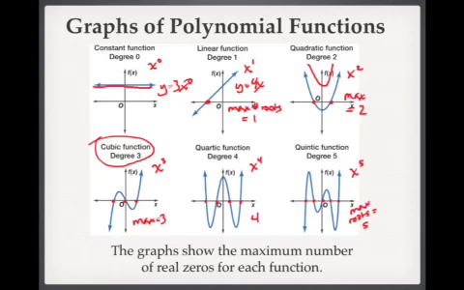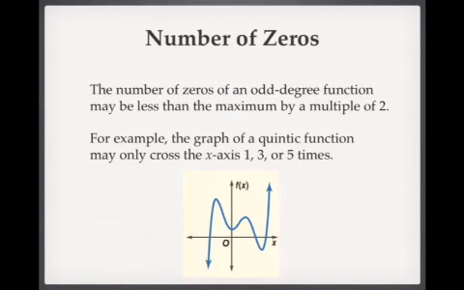If you slide the function up or slide it down, you might capture more or fewer, not more. The max is 5 for the 5th degree, max is 4 for the 4th degree, so you're not going to get any more than 4. But if you slide the function down, for example, you're going to get fewer than 4, so you could have less than 4. Okay. The number of zeros in an odd degree function may be less than the maximum by a multiple of 2.